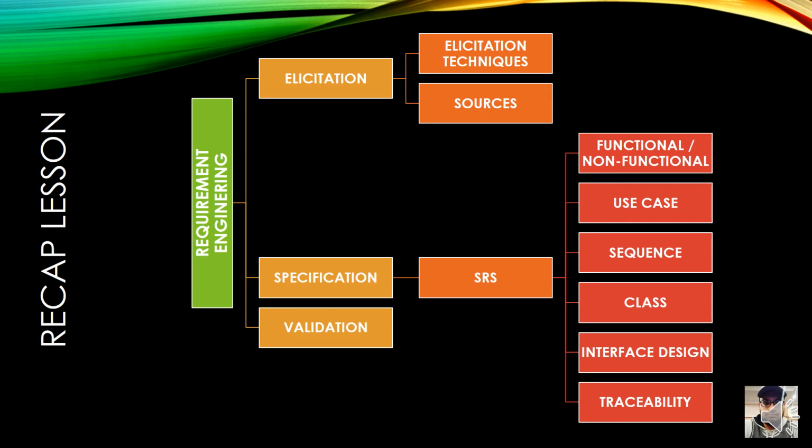So during the previous class, we already learned what functional and non-functional requirements are. We already learned use case diagrams and descriptions. We also already learned sequence diagrams and class diagrams, and the next topic we are going to cover is interface design and traceability. A functional requirement is a requirement that consists of the system's functions. The non-functional requirement covers the environment of the system.